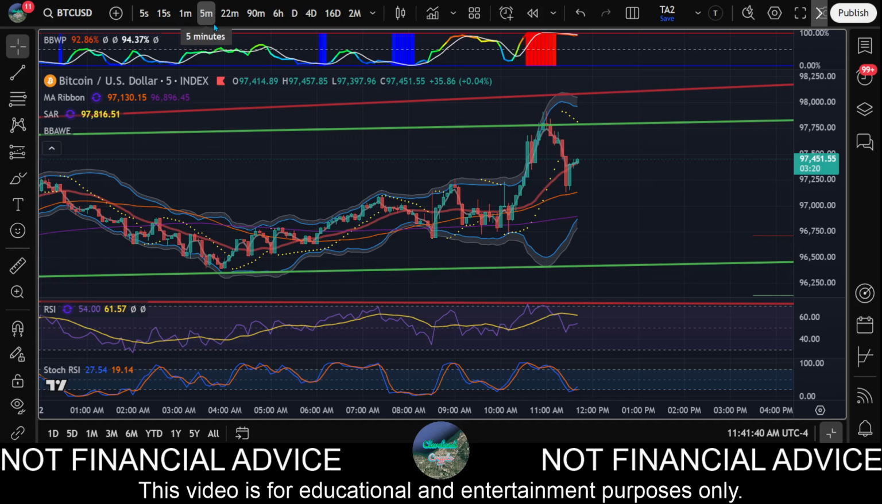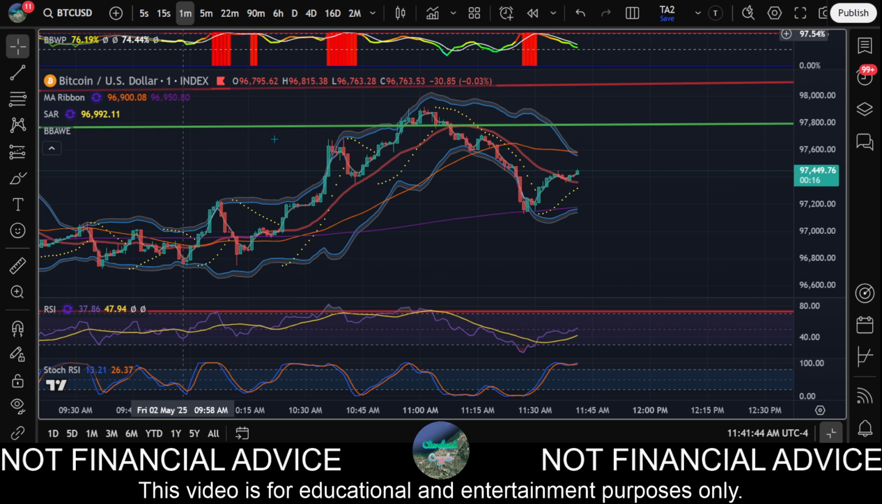Let's look at the 1 minute just for funsies. 1 minute looks like it's bouncing off its 200. That's a good sign. RSI is looking strong. Stochastics kind of stuck here in overbought, which means that it may end up turning down. Now, if it does turn down, as long as we see price action stay over that 200, then yeah, we might see that turnaround happening on the 5-minute.